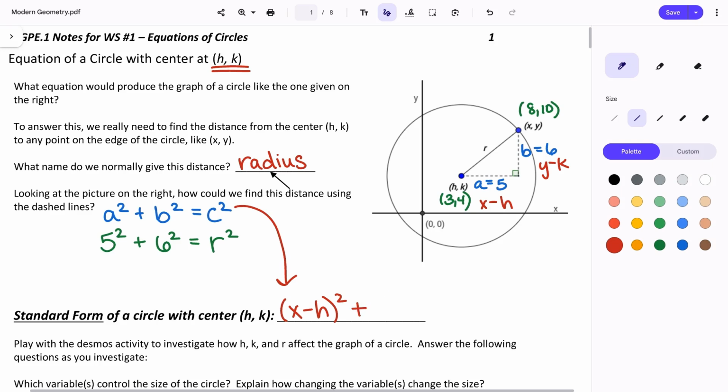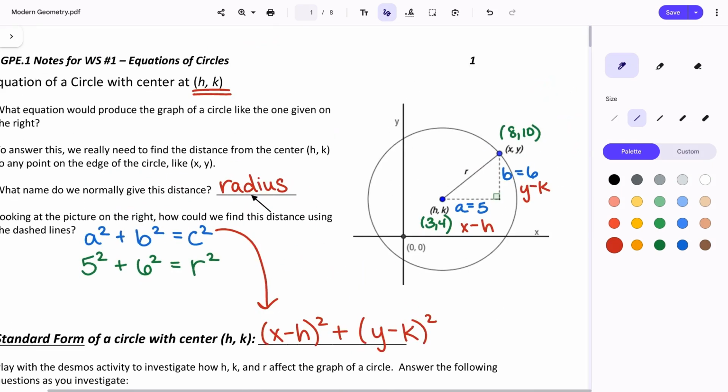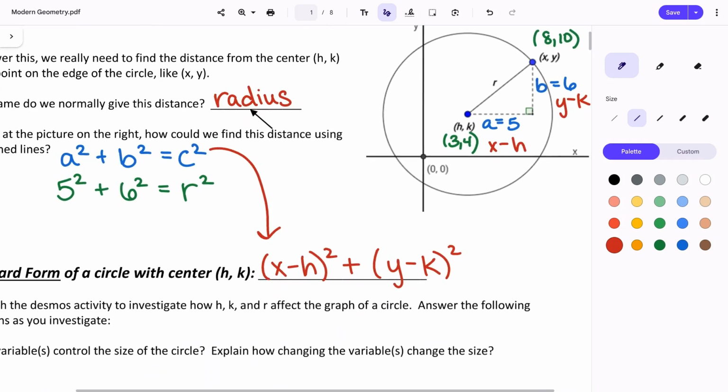So plus, instead of B squared, we're going to write Y minus K squared. And then I would still have equals R squared, because that's still this third side. This right here is the equation of your circle. And I hope now you can kind of see how it relates to that Pythagorean theorem, A squared plus B squared equals C squared. When we look at this, there's two main things that we should be able to pull.